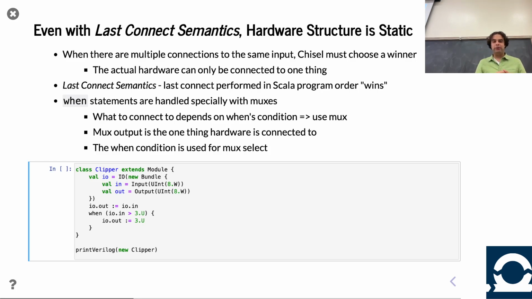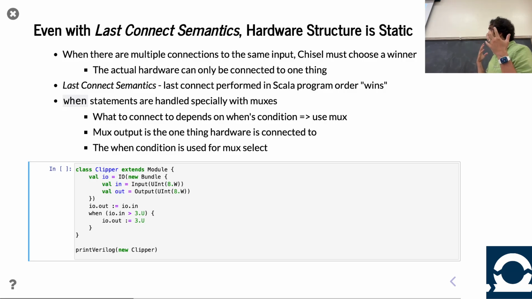So once again, reminding folks about this staticness of hardware, right? Remember we talked about this notion in Chisel of last connect semantics, meaning that if there are multiple connections to the same input, Chisel must choose a winner, right? This is one of these things where it seems like a runtime behavior, but really it's a static thing. Remember, hardware is static, right? So what does this mean? Well, the last connection performed in the Scala program, i.e. in the generator, that's the one that wins, right?